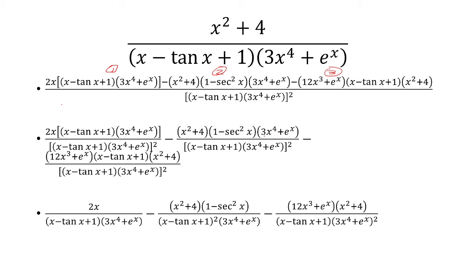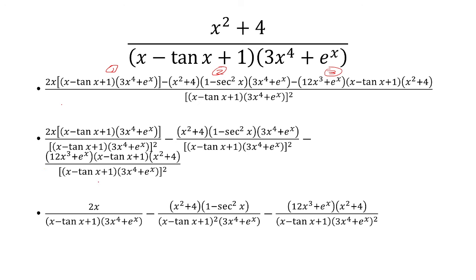The second term, we have 3x⁴ + eˣ to the first power, and then in the denominator, the second power. So one of those is going to cancel. So the top cancels, and then we're going to have 3x⁴ + eˣ in the denominator. And don't forget, x − tan x + 1 is getting squared. So that's why we have it there. And then we also have the other two pieces.